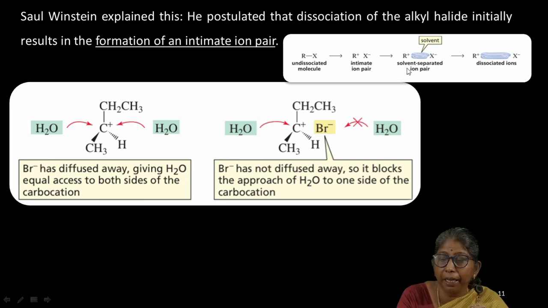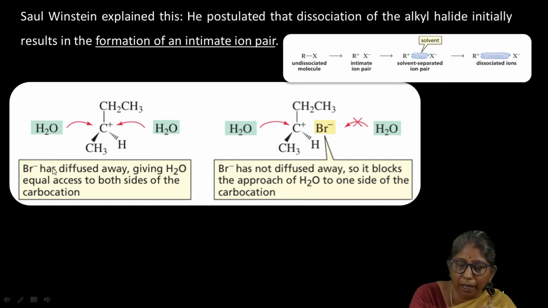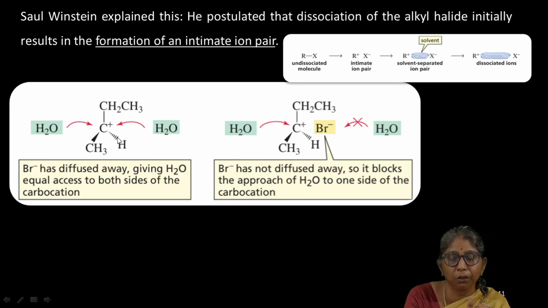But if they are separated by a solvent, they may move apart, so that the nucleophile can attack the position of the leaving group. You can understand this in a clear way. Bromine has diffused away, giving water equal access. So in this case, you will get both retention as well as inversion equally.